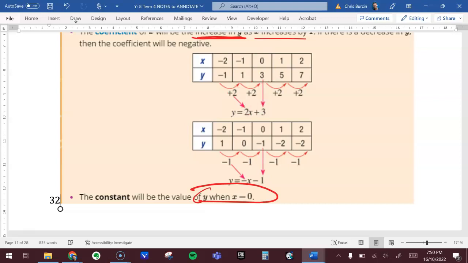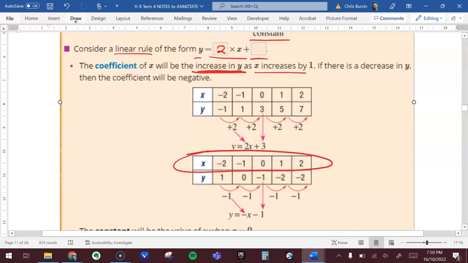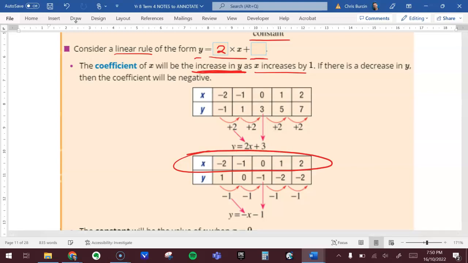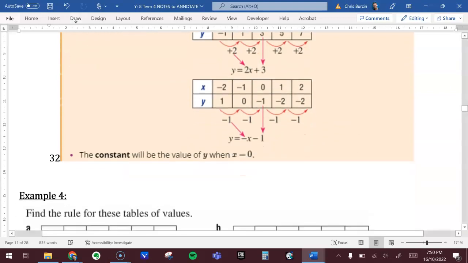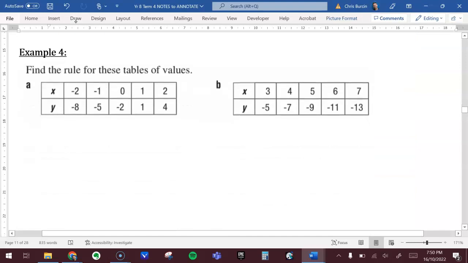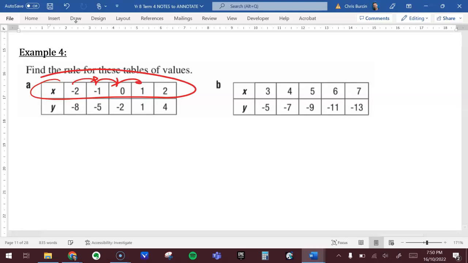So let's try that in real life. Again, you've got to have x increasing by 1. It doesn't matter if it's negative or positive, as long as it's increasing by 1 and no other. So that's what we have in place. Let's look here. Find the rule for these tables. Is x increasing by 1? Yes, yes, yes. So if we know that x is increasing by 1, we can move ahead.